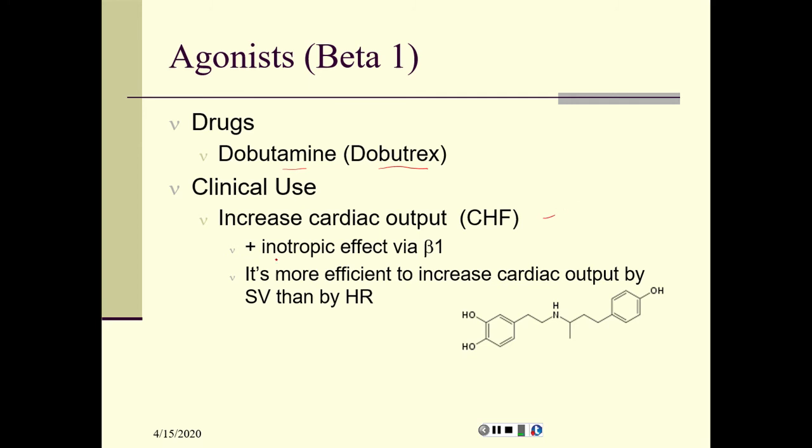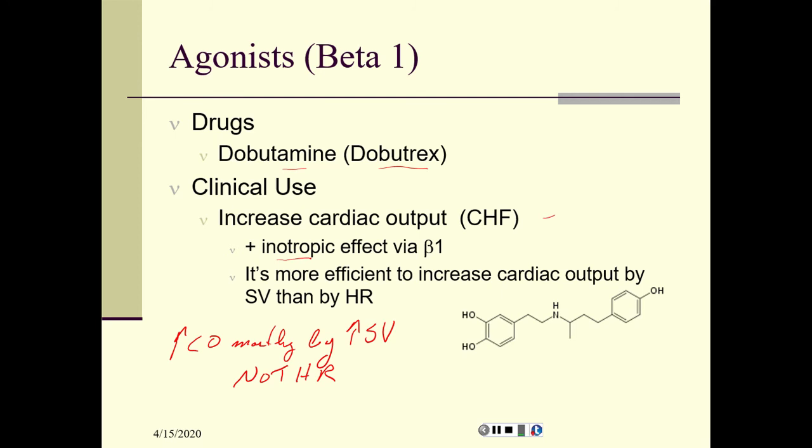Now, a little more detail with this, and this is important for you going forward. It has more inotropic effect than chronotropic. In other words, this drug increases cardiac output mostly by increasing stroke volume. Not heart rate. All right, and in truth, that's what you see with selective beta 1 effects.